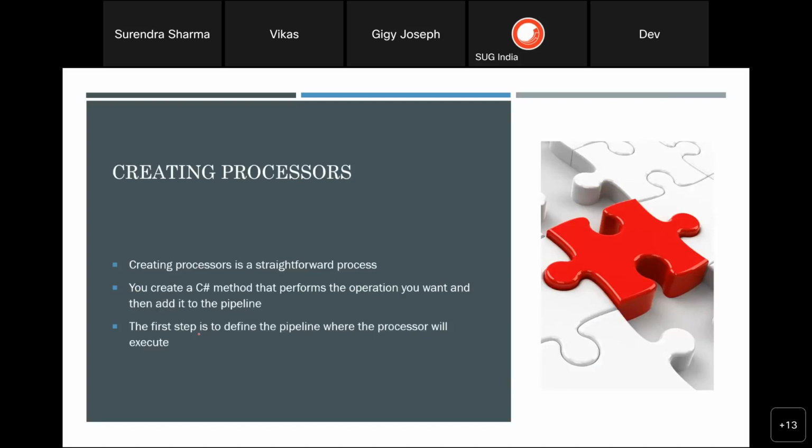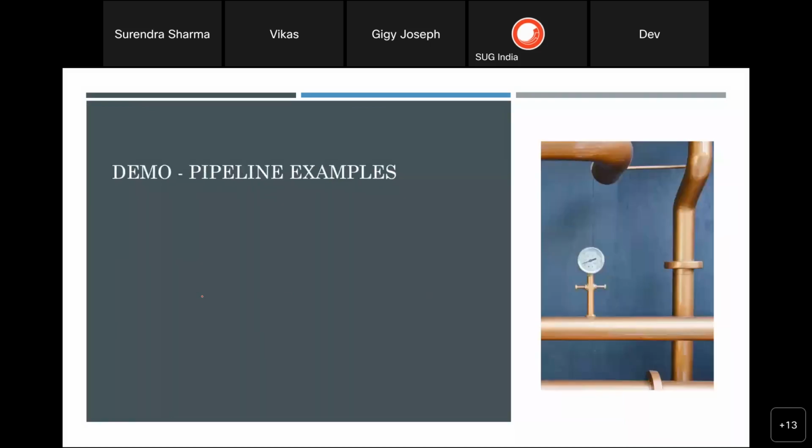Within this pipeline, you can create your own processor. How to create the processor? It's a very straightforward method. You just need to create one class where you write one method called process. So let's go there and see how to write it. We are going to see lots of examples here, good examples related to the pipelines.